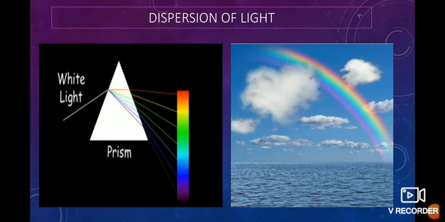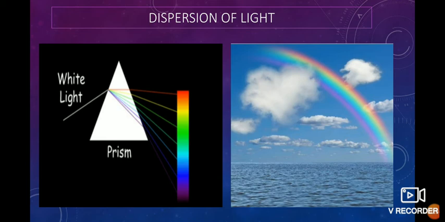So are there only 7 colors? No, actually there are more colors. But these 7 colors are the ones which we humans are able to see. Other animals and birds have the capability of seeing more colors, but we do not. We can see only these 7 colors.